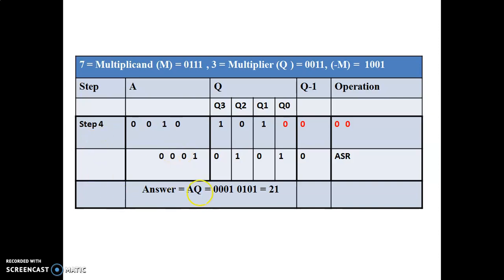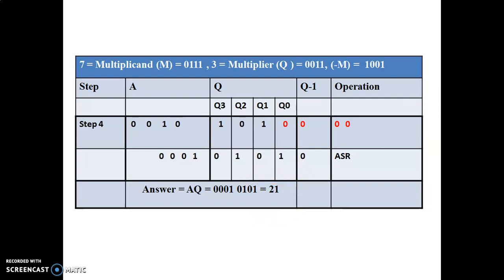So the final output that we have got is this string, that is 0 0 0 1 0 1 0 1. Now to get the actual number, or to get its decimal equivalent, what do you do? You just consider the A part and the Q part. A is 0 0 0 1, and the Q part is 0 1 0 1. Now convert this particular string into its decimal equivalent, which is 21. So 7 into 3 is what? 21.